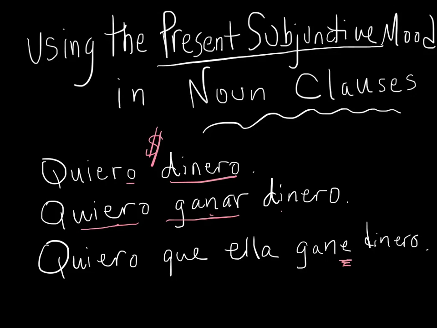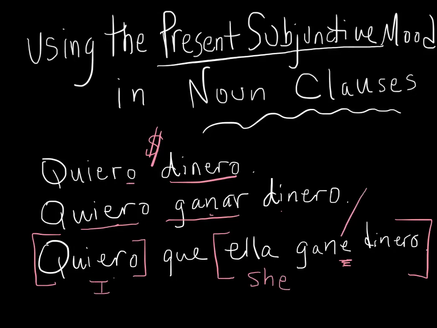But then when we switch to quiero que ella gane dinero, you'll see now in the third example, which is much longer, it's actually a complex sentence. There are two clauses in here. I want she earn money, with two separate subjects, I in the main clause, she in the secondary, and the appearance of subjunctive mood. So you have to be asking yourself, well, why would subjunctive mood appear?